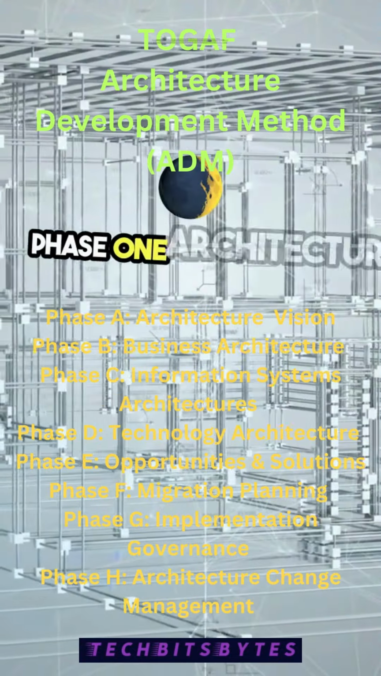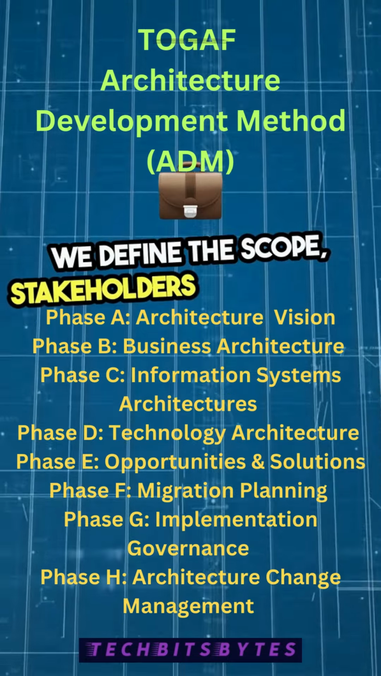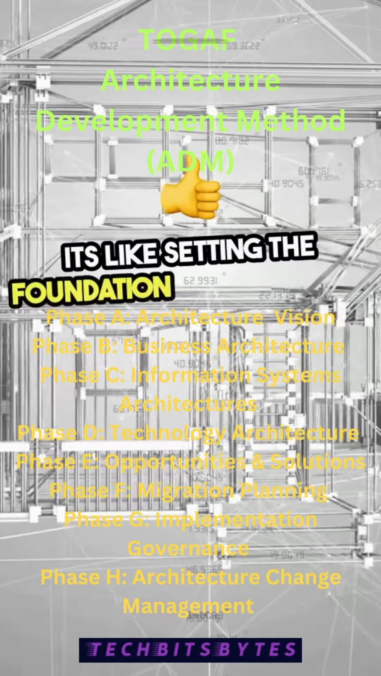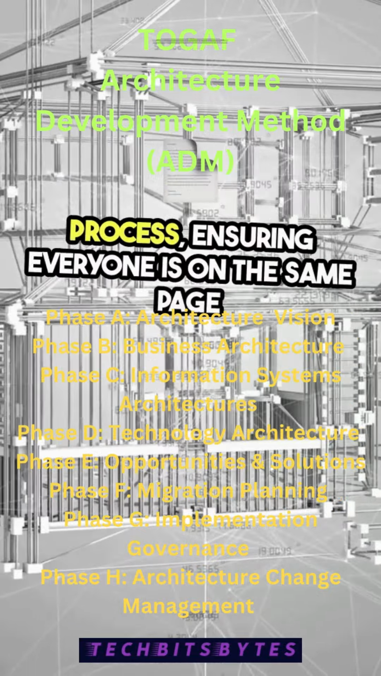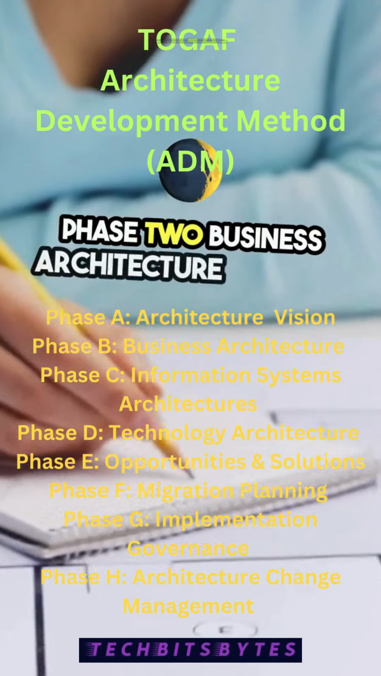Phase 1: Architecture Vision. This is where we define the scope, stakeholders, and business goals of the architecture project. It's like setting the foundation for the entire process, ensuring everyone is on the same page about what needs to be achieved.